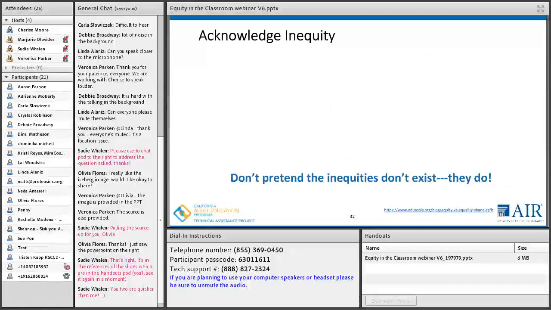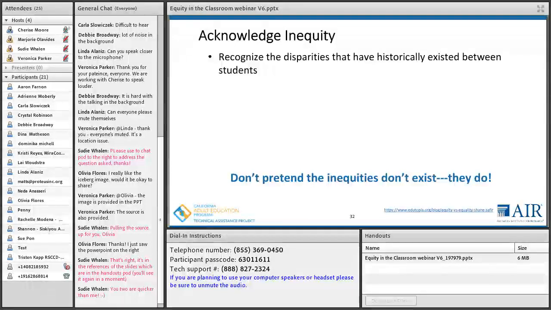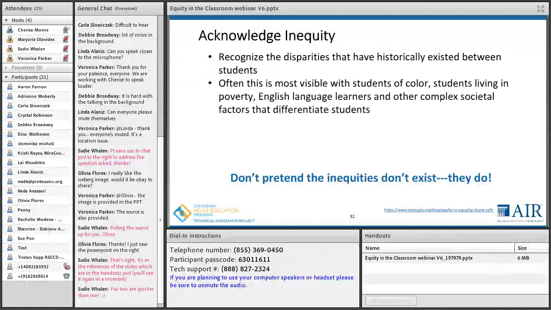Okay, so first we want to start off by not pretending that inequities don't exist, and that's similar to what we've just done as we looked at our own biases and stereotypes and our own assumptions and our own privileges. So the disparities have existed and do exist and continue to exist, so we can't pretend that they don't. And it's oftentimes that they're most visible with these student demographics that you see here, but that is not the only time that they are visible. You see them in areas that are hidden, like we saw in the image that we shared earlier on stereotypes.